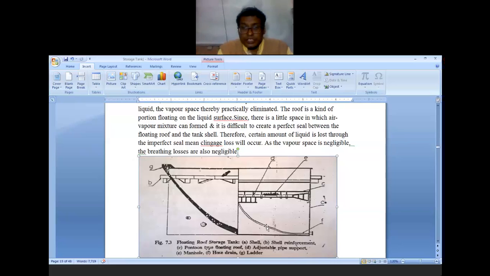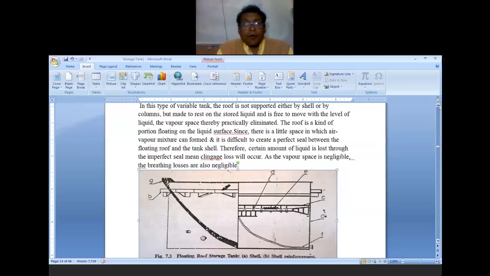And this F is the hose drain which is available to remove whatever fluid is above this pontoon roof. So this is the actual floating roof with certain trusses structure, the details of which we will see in a subsequent lecture. This pontoon roof moves up and down depending on the liquid height. So in this type of variable tank, the roof is not supported either by the shell nor by the columns. So this roof is not supported at the shell.